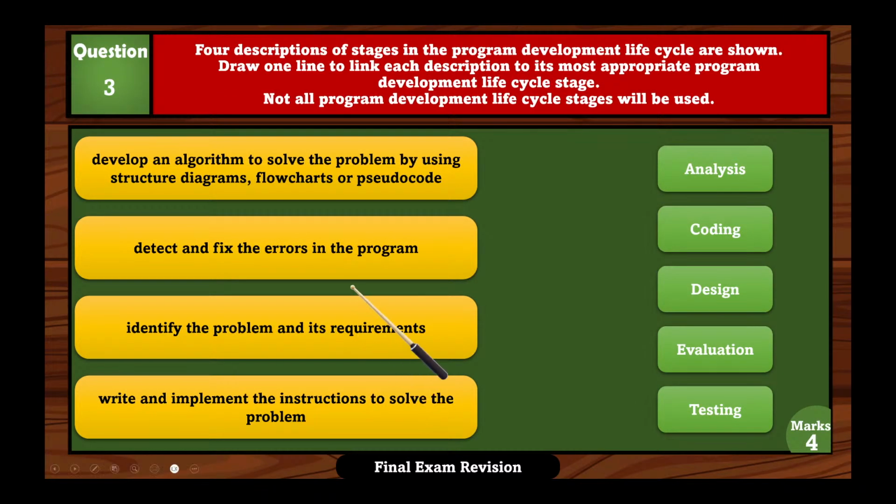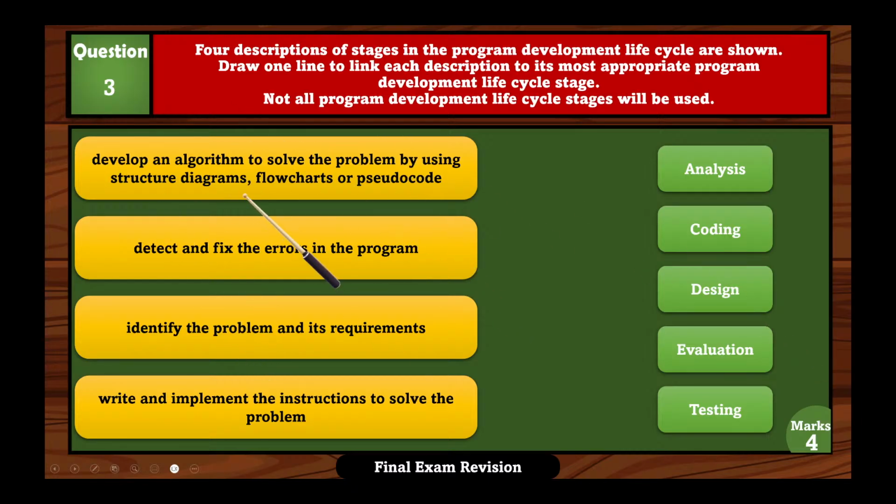Question number 3, four descriptions of stages in the program development life cycle are shown. Draw one line to link each description to its most appropriate program development lifecycle stage. Not all program development lifecycle stages will be used. So here you can see you have the different stages, for example, analysis stage, coding stage, design stage. And on this side, you have the statements.